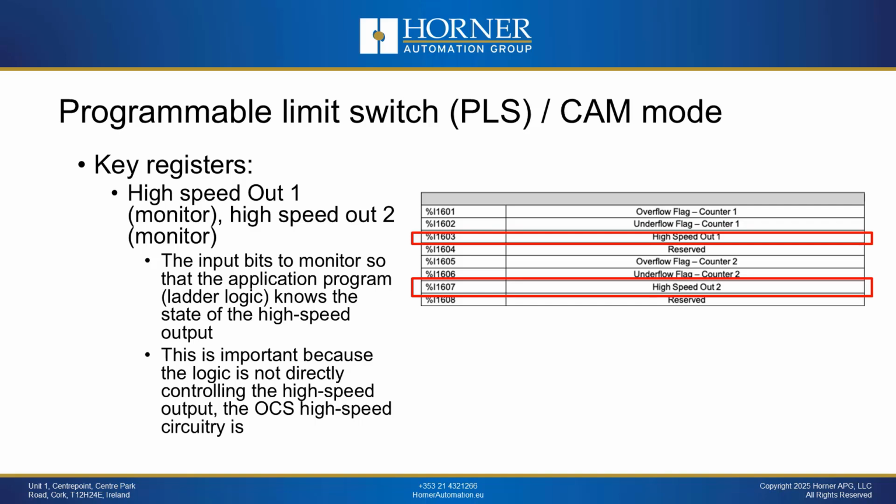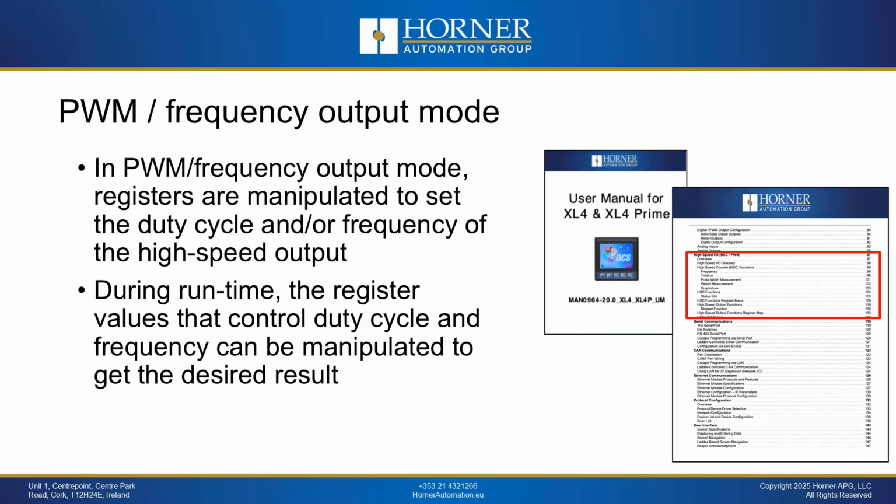So if we want to know the state of that high-speed output, we are going to need to monitor that somehow. We're going to do that through a %I bit. There is a %I1603 in the case of XL Prime and Canvas, which you monitor to tell you if high-speed output number 1 is on. And then there is another one, %I1607, that tells you if high-speed output 2 is on. And of course, you need to look at the specific user manual to make sure that those address registers match what you need. So those are the important registers that we need to have for program limit switching CAM mode.